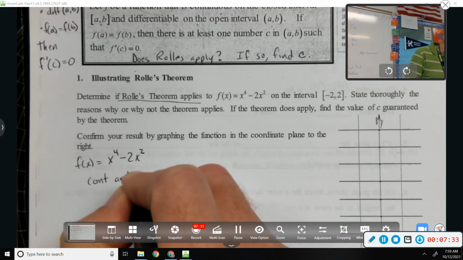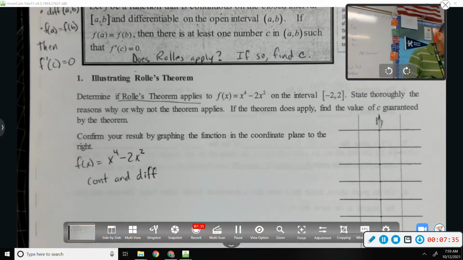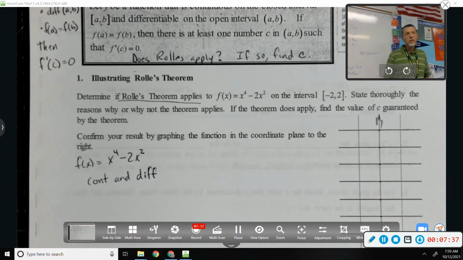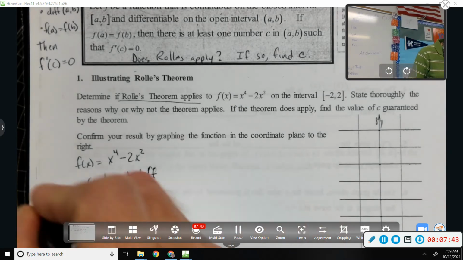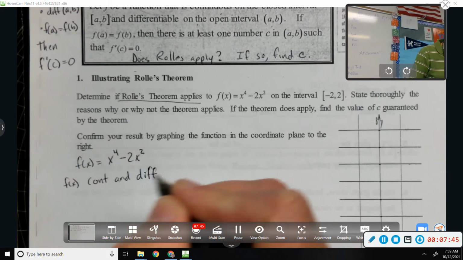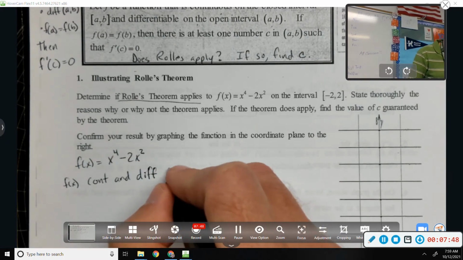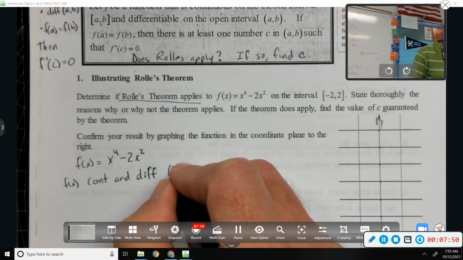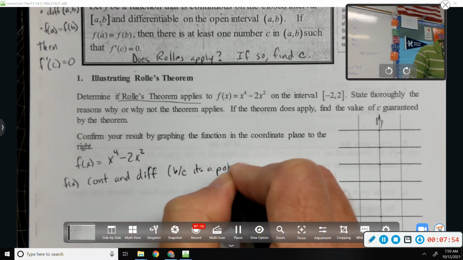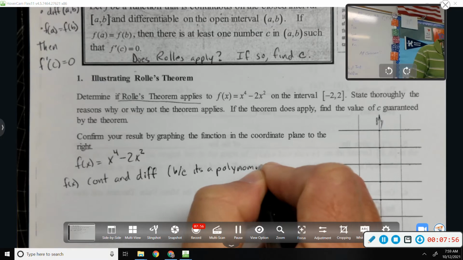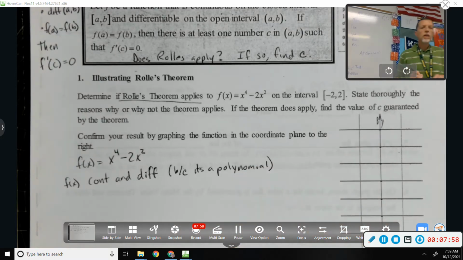And that's the same reason it's differentiable. Because polynomials are continuous and they all have derivatives. They're all nice and smooth. They don't jump around or do anything crazy. So we have to say that f of x is continuous and differentiable, and we can say that because it's a polynomial. So there's our first two bullet points of the if part.